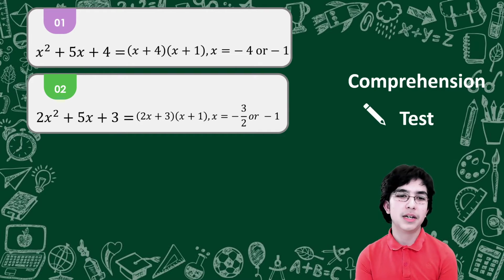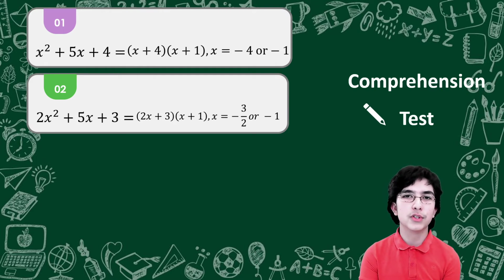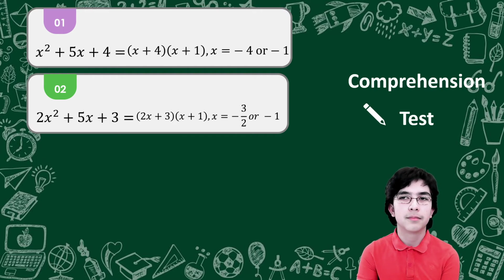What is multiplied by 2 and added to 3 to get 0? You'll have to have minus 3 over 2, because minus 3 over 2 multiplied by 2 is minus 3, and minus 3 plus 3 is 0. And x plus 1, that's simple, it's just minus 1, because 1 minus 1 is 0.